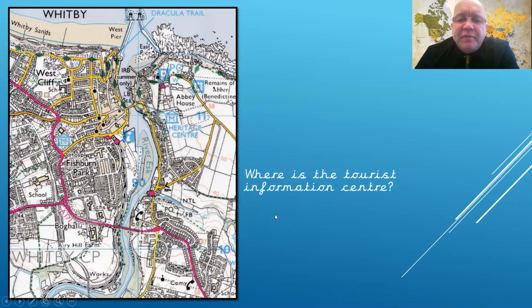Where's the Tourist Information Centre? If you're visiting Whitby for the first time, you might want to know what things you should be going to see. So you need to find the tourist information. Any idea where that is? Do we know what the symbol is for information? Well, there it is. It's an I for information, a white I on a blue background. So if you need some information about Whitby, that's the place to go.